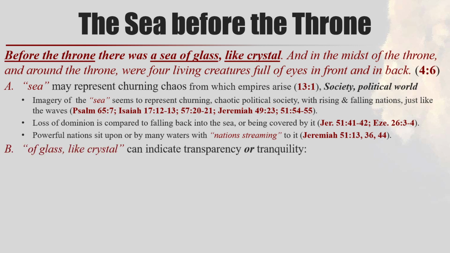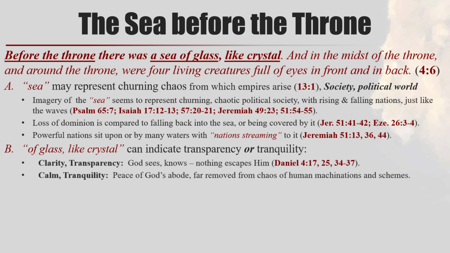But he also describes it being like glass, like crystal. So there's two ways to think about that. Is he emphasizing the fact that it's made out of glass and that he can see through it? It's clear, it's transparent. If so, you can make a really good case for saying that God sees everything that happens in the kingdoms of men and nothing escapes Him. That's the point that Daniel makes and impresses upon Nebuchadnezzar, which he doesn't believe until he spends some time as a beast himself.